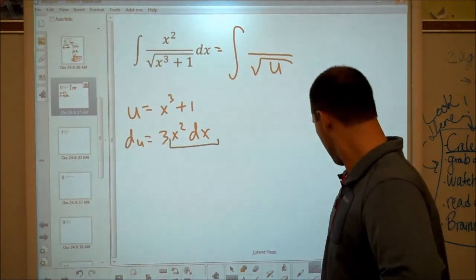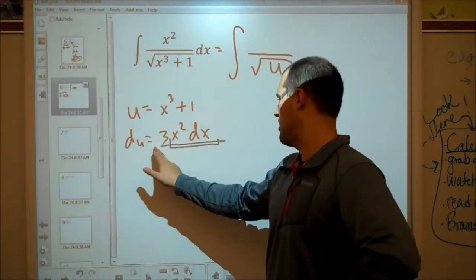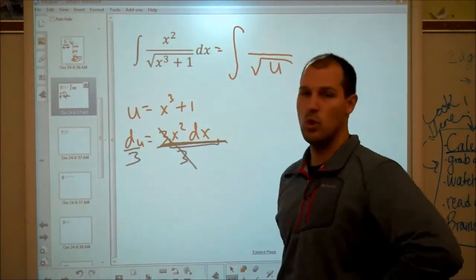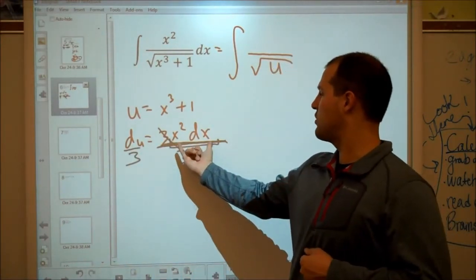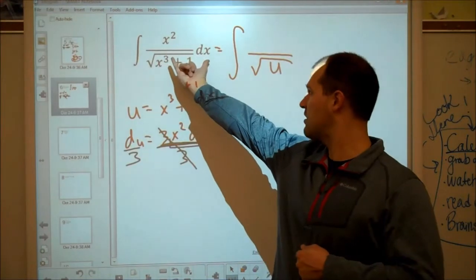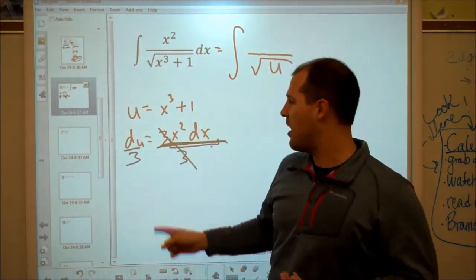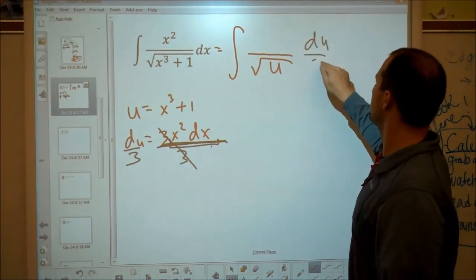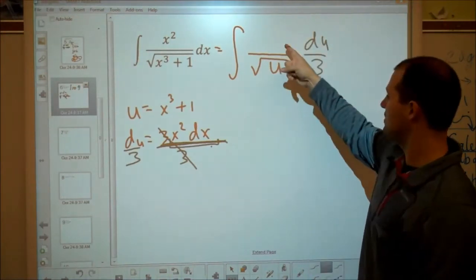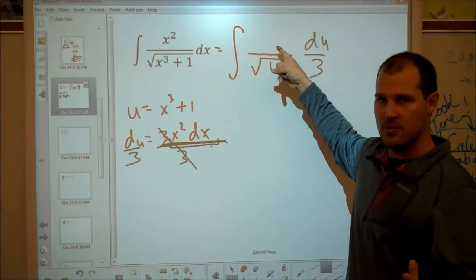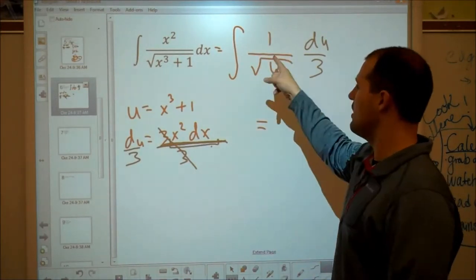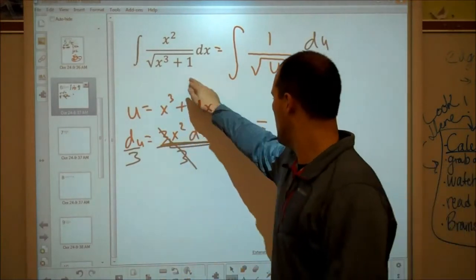So all I'm going to do is the same thing we would have done back in algebra class. I'm going to divide both sides of this equation by 3. No big deal. Now it matches perfectly. X squared dx, x squared dx. So instead of x squared and dx, what I'm going to write is du over 3. Okay, and then what has to go right here? We need a placeholder. What placeholder do we always use in this situation? Always 1.